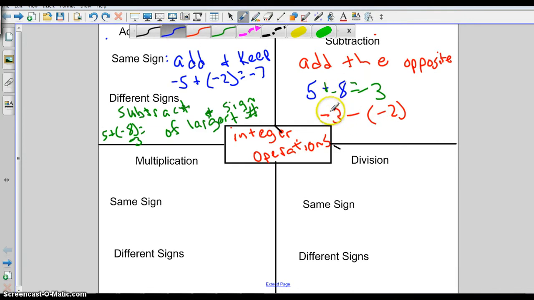So once again, we don't subtract anymore. Subtraction is no more like you saw in that other video. You add the opposite. So we keep this how it is, change this to addition. What's the opposite of negative 2? Positive 2. And then we use addition rules. Negative 3 plus 2 will be negative 1.